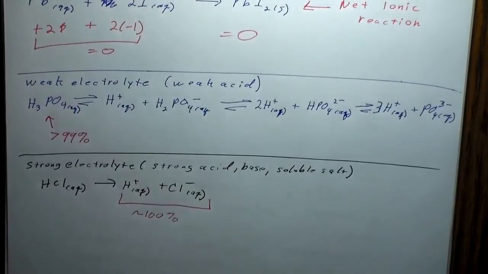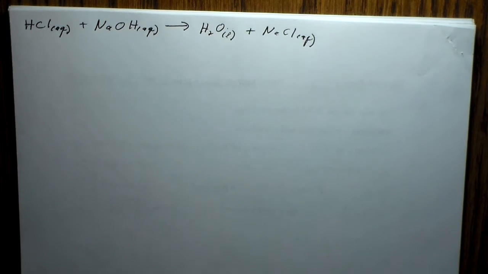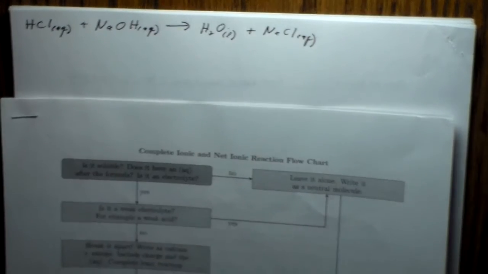All right, and then as another example here, let's look at what happens when we mix hydrochloric acid and sodium hydroxide. So here, this is hydrochloric acid, sodium hydroxide makes water and salt. So if you mix these in the proper proportions, you make lovely salt water. All right, now we will go back here, go through our little flow chart again and break this apart.